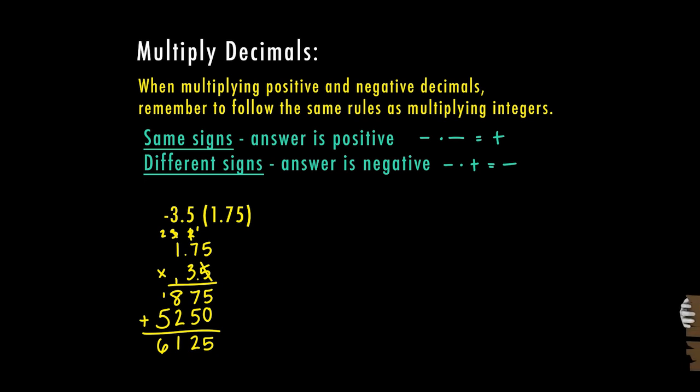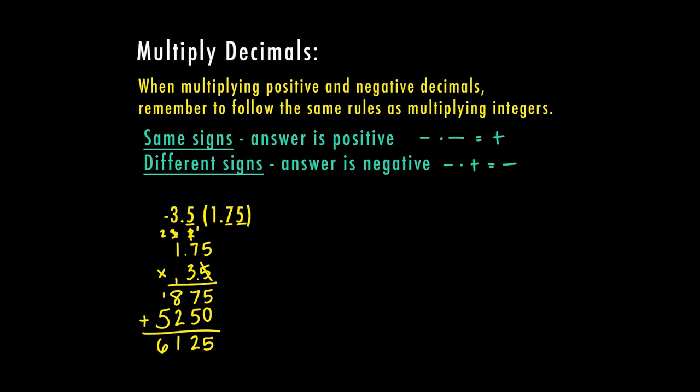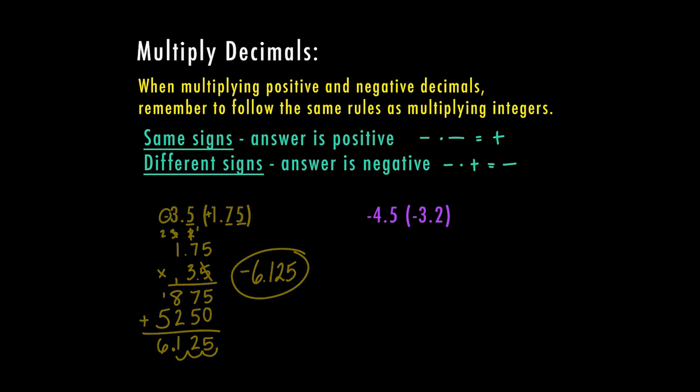So first I can go back into the original problem and I can count the total number of places after the decimal. And in this case, it's 3. So I'll go to my answer and I'll move my decimal back from the end of the problem 3 places. Next, I need to go back and check my sign rules. Because one number is negative and one number is positive, my answer is going to be a negative 6 125 thousandths.